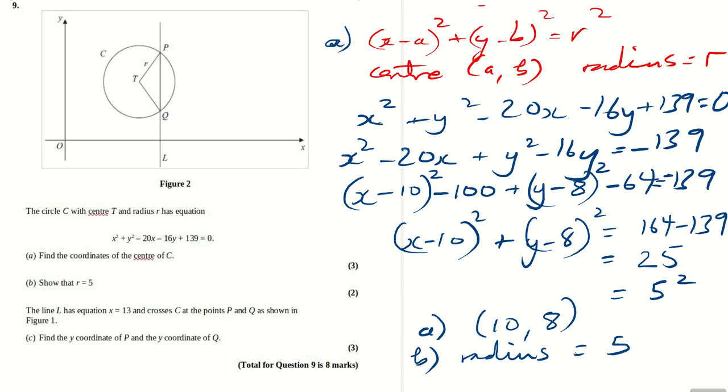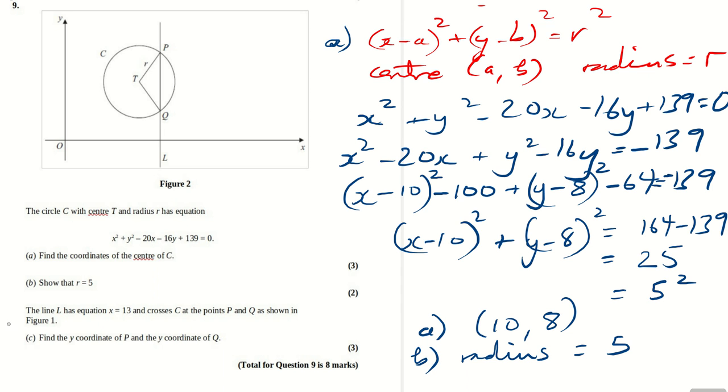Okay, and really we've shown that by showing that x minus 10 squared plus y minus 8 squared equals 5 squared. That's good enough to show that the radius equals 5.